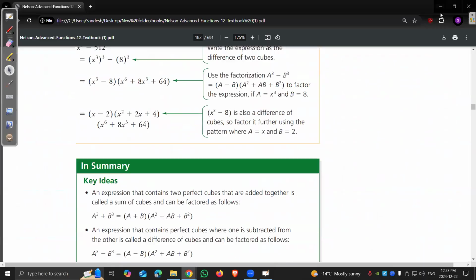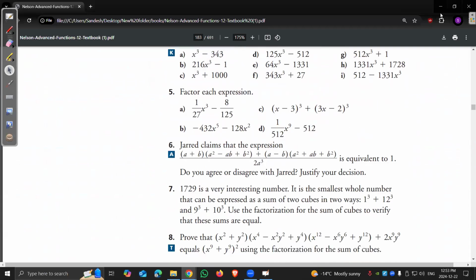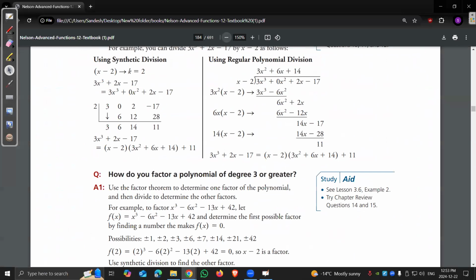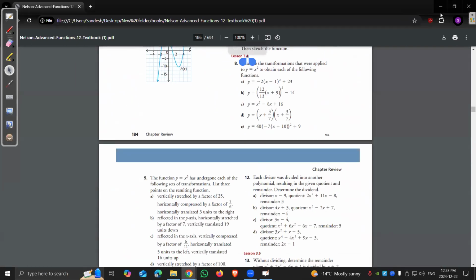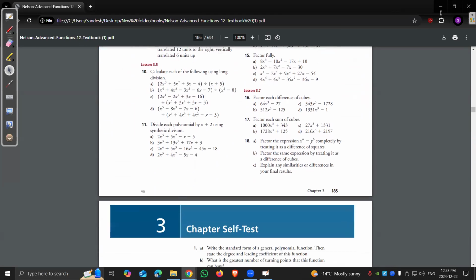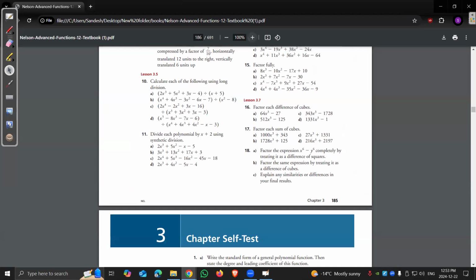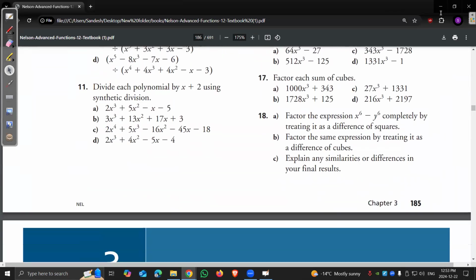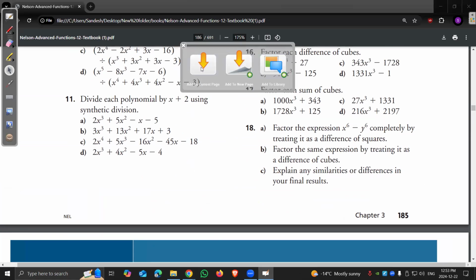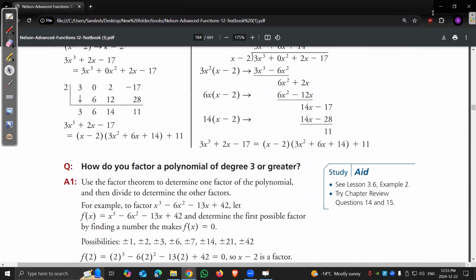And that's how you do a difference of cubes. Again, it's not terribly difficult. If you can do one, you can pretty much do all of them. Okay, maybe we'll do this one. It's going to be another tricky question.